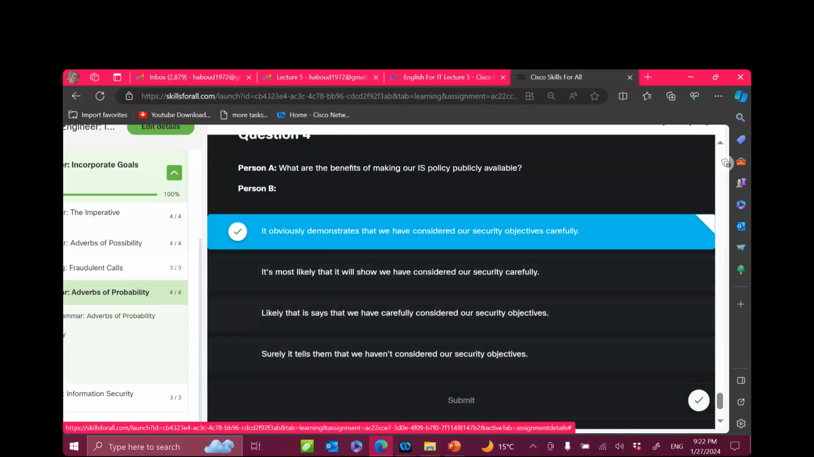Yes, very good. It obviously demonstrates that we have considered. It obviously demonstrates that we have a policy, and we are achieving our objectives carefully. Okay.